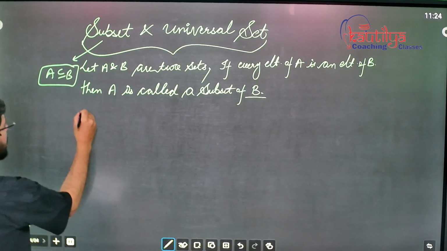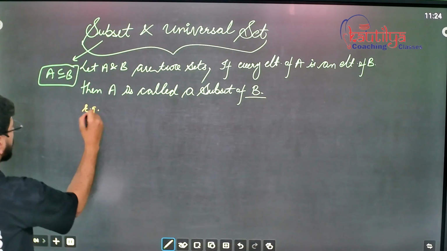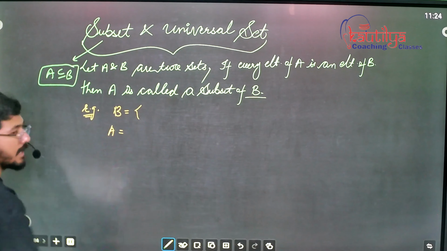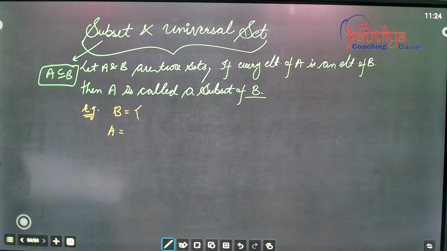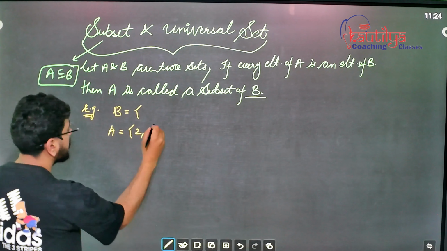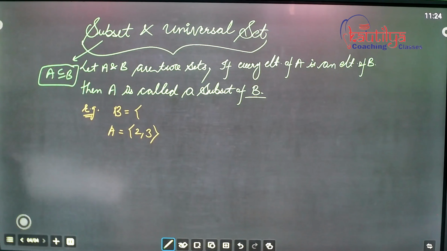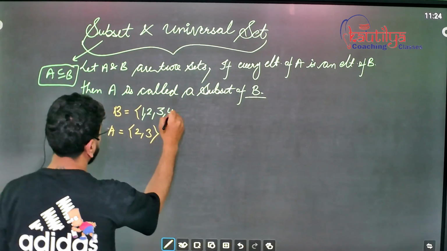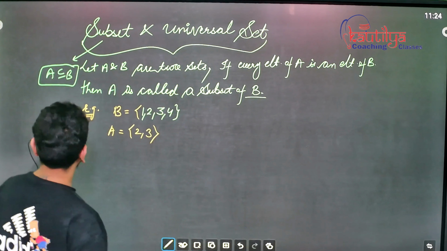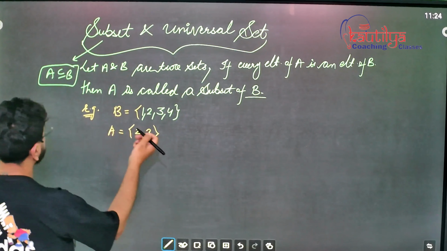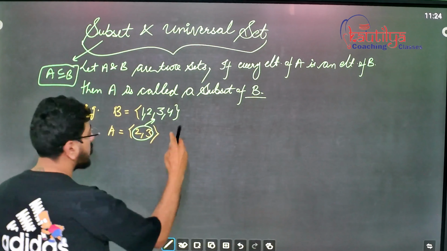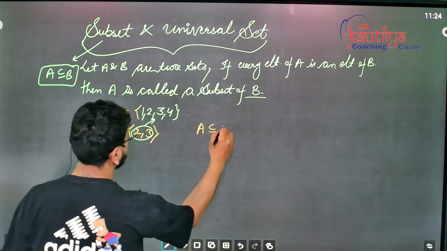For example, let's suppose we have A set and B set. A consists of the elements 2 and 3, and B consists of 1, 2, 3 and 4. So we can say A is a subset of B, because the elements 2 and 3 are also present in B. So the result is A is a subset of B.